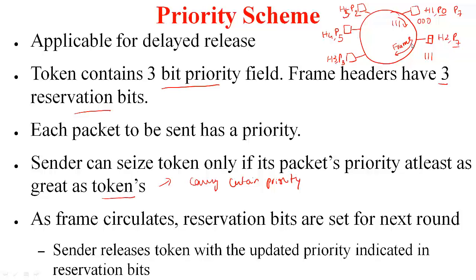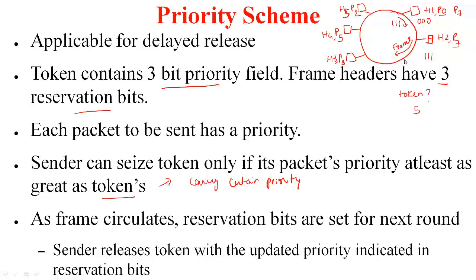Now this frame also has reservation bits which is set equal to 0, and then as this frame goes around the ring, the reservation bits are going to be set. Next, when host 2 releases the token, in this particular example, what is the priority of the token going to be? That's right, it will be of priority value 5.